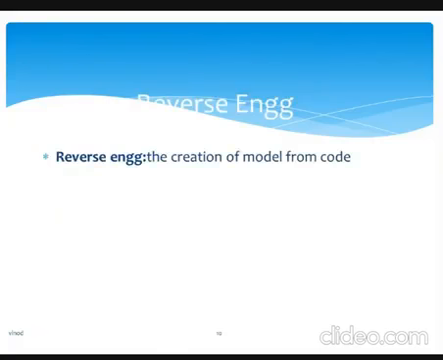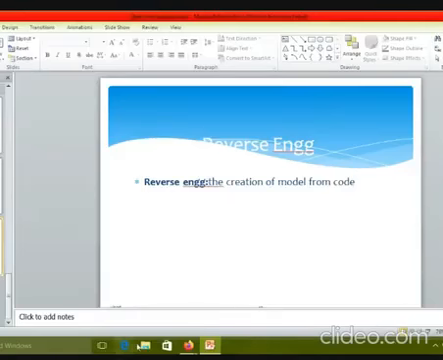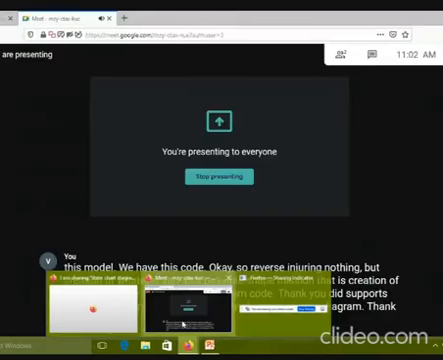Reverse engineering is also possible in a state machine. That is the creation of a model from code. That's about state chart diagram, or state transition diagram, or state diagram. Thank you.